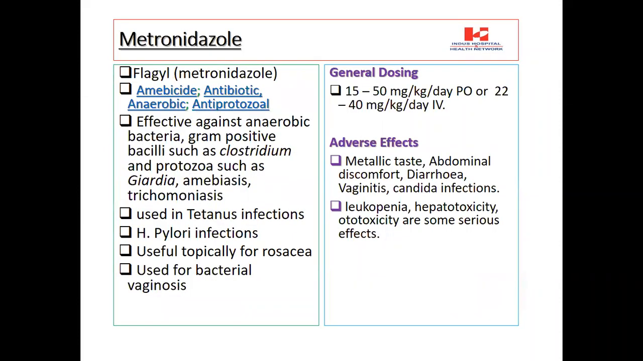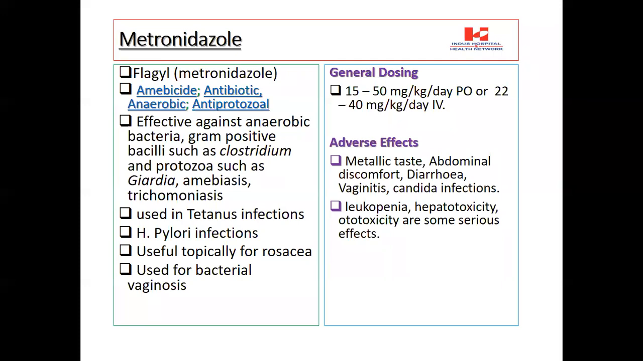Another antibiotic that we discuss here is metronidazole. Usually, this drug has amoebicidal action, and also acts as an antibiotic for anaerobes and as an anti-protozoal drug. This can be given at doses of 40 milligram per kg per day IV in divided doses, or 15 to 50 milligram per kg per day in PO doses.